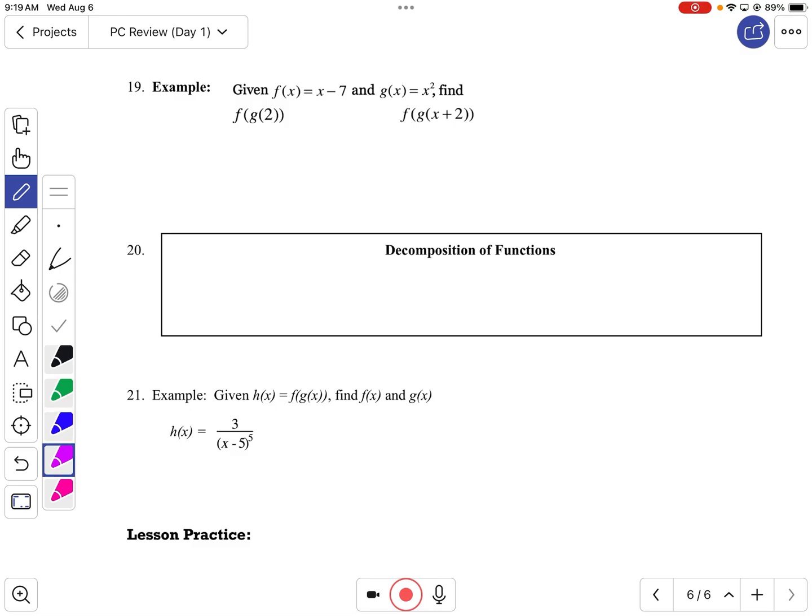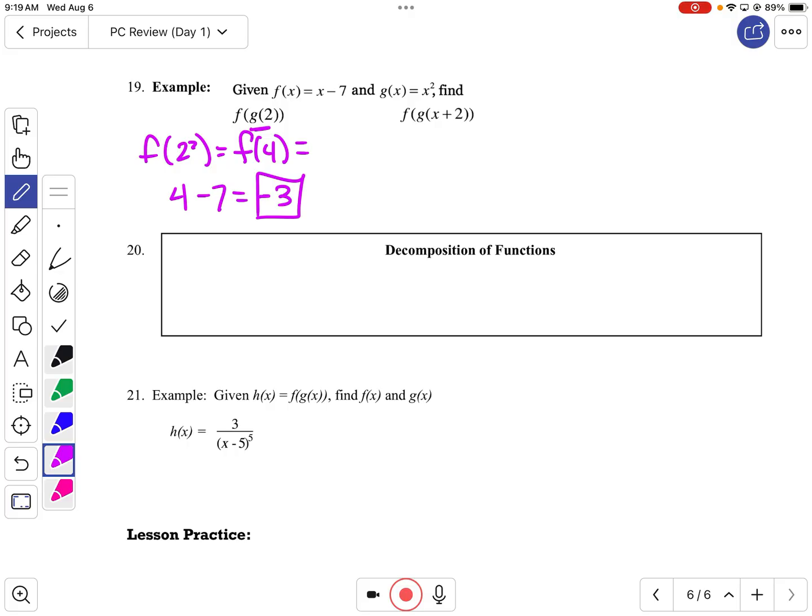All right, let's check that first one. So we'd start with g at 2. All right, so g at 2 would be 2 squared, which would be 4. So I need f at 4. And so 4 minus 7 would give me negative 3.